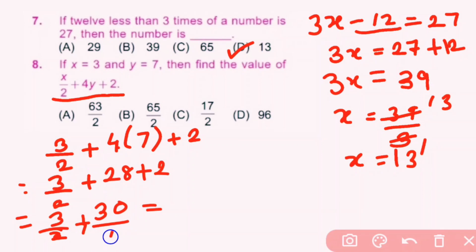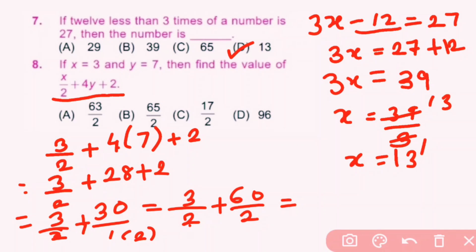So for addition we have to make their denominators the same. So we find the LCM. LCM is 2. So we multiply the denominator and numerator by 2. Here 3 by 2 plus, here 30 into 2 is 60, and 2 into 1 is 2. Now we can add because their denominators are the same.